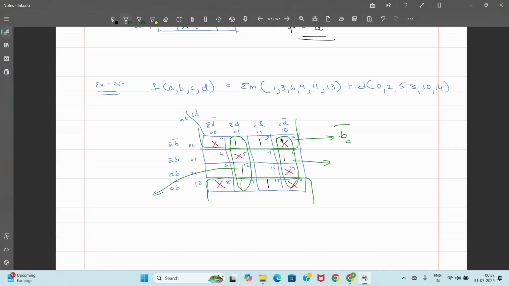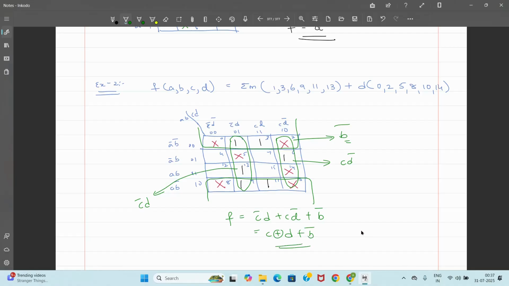So write the equation for this. All rows are covered, so no row variable, only the column value will be there. Here also all rows are covered, so there is no row variable, only the column variable will be there. So finally your equation will be the sum of these three terms: C bar D plus C D bar plus B bar. C bar D plus C D bar is nothing but C XOR D, plus B bar.